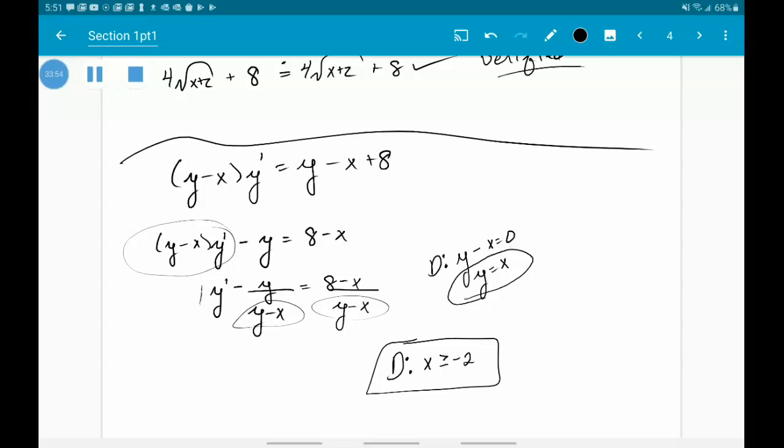Like I said, we're going to do more with domain as we go throughout the course. This is just a really, really broad introduction about that, about domain.